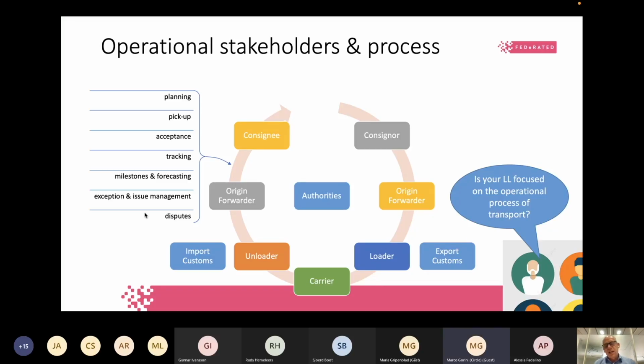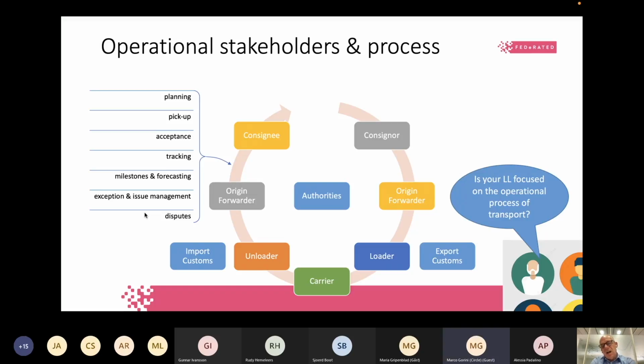We then on the other side, on arrival, have unloaders. We have other forwarders taking over. Apologies, that should have been the destination forwarder, not origin, of course. And then the consignee finally takes receipt of the goods. There are other parties involved. We have authorities that may interact with the overall transport as well. We have customs that is involved as well. And so we have lots of stakeholders.